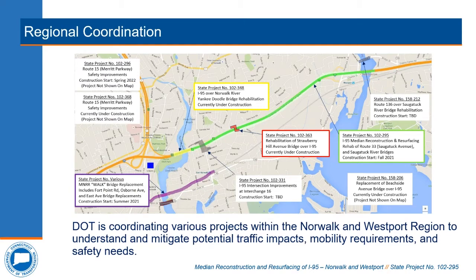It is recognized that when construction begins, 102-295 will be one of several ongoing or planned projects within this region of the state, including continued work along the Merritt Parkway and the various construction activities associated with the replacement of the Walk Bridge. To this extent, DOT has coordinated various projects within the Norwalk Westport region to understand and mitigate potential traffic impacts, mobility requirements, and safety needs. This level of coordination, both internal and external, will continue during the construction phase of 102-295.